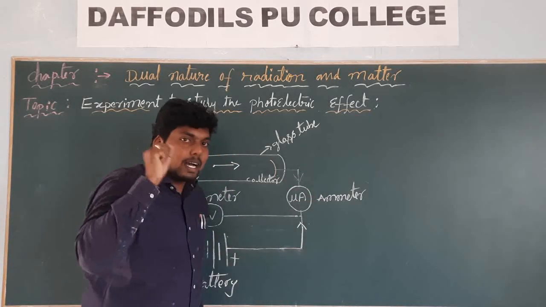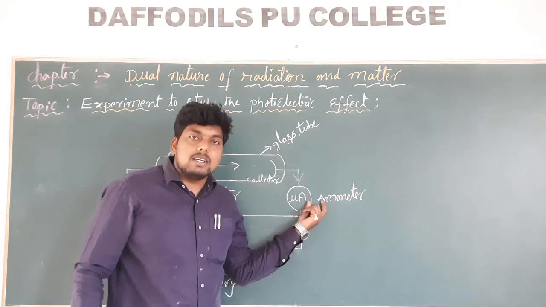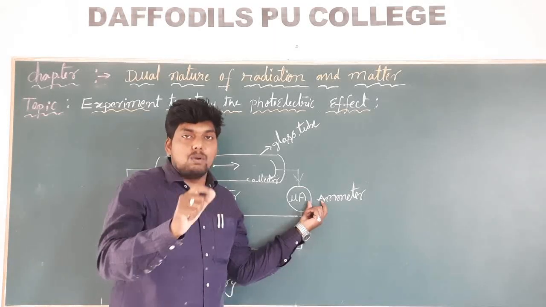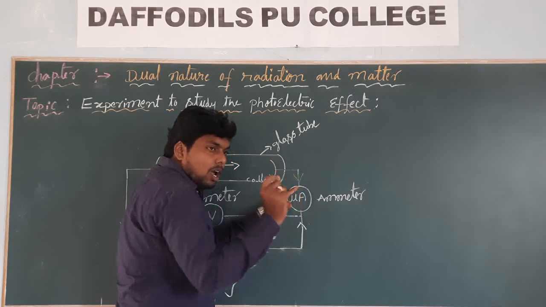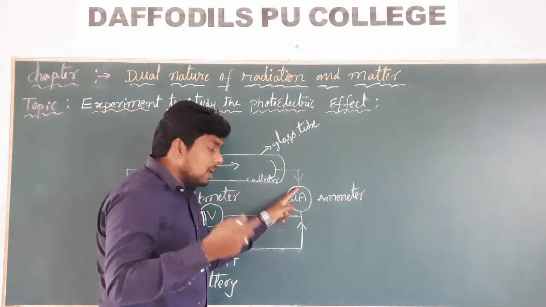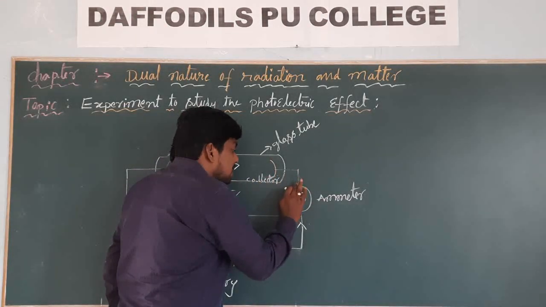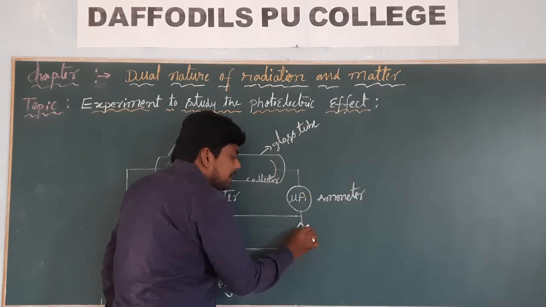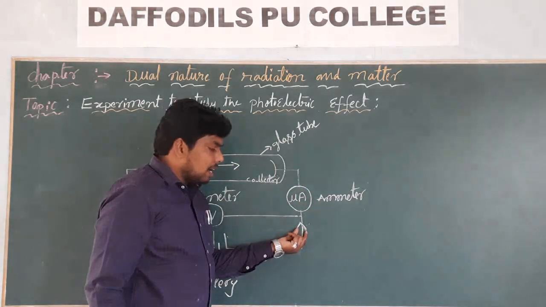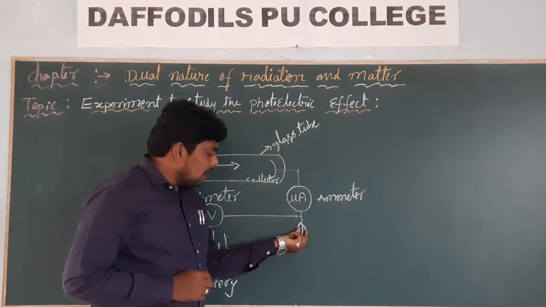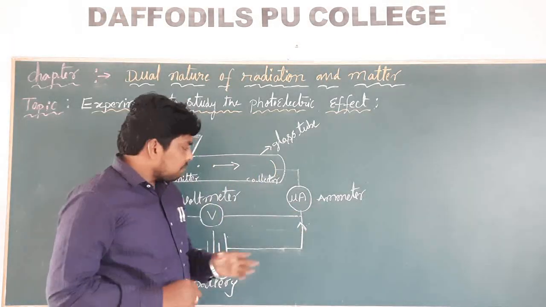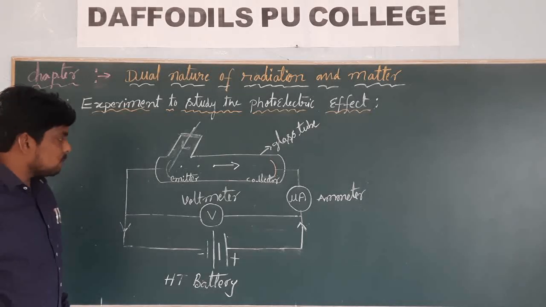But we have to take the current direction. The current direction is always opposite to the flow of electrons. If the electrons are flowing in this direction, we should not take the same direction for the current. We have to take the opposite direction. Here I have indicated this. The direction of the current is always opposite to that of the electron direction. Once again, recollect this.